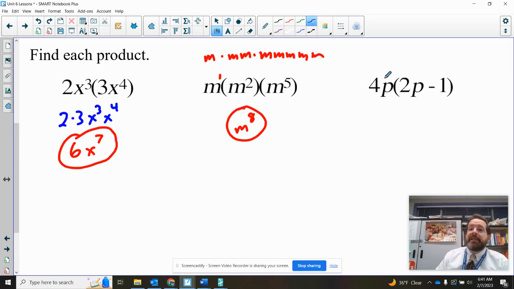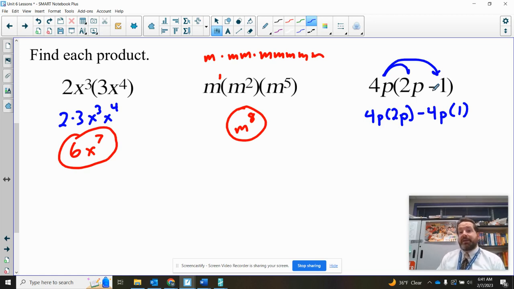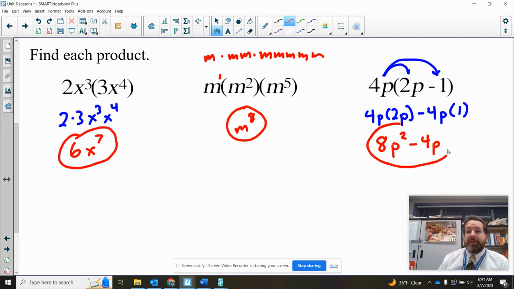Now on this last part, when you see parentheses with a plus or a minus inside, that's when we're going to use our distributive property. So that means 4p times 2p minus 4p times 1. Now I said minus because of that minus sign right there. 4 times 2 is going to give us 8. P times p, 1p times another p, p to the second power. And 4p times 1, well, that's just 4p. And so there we go.